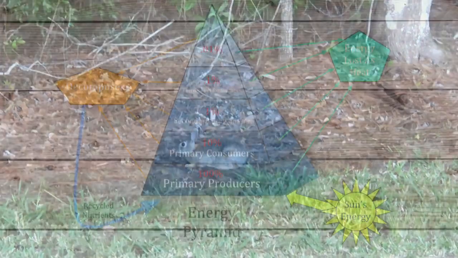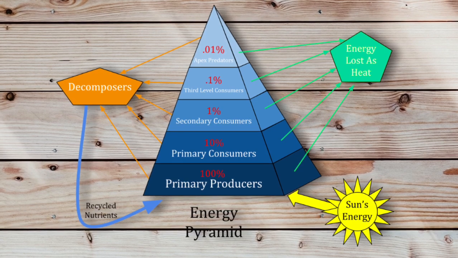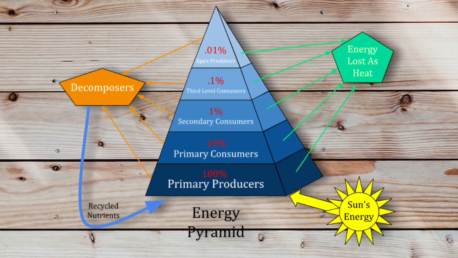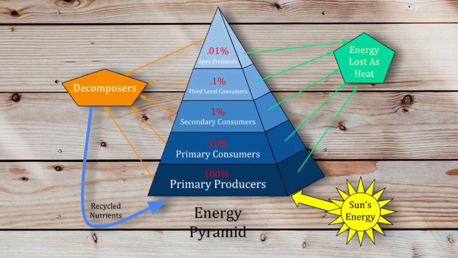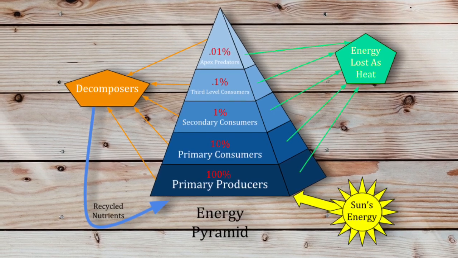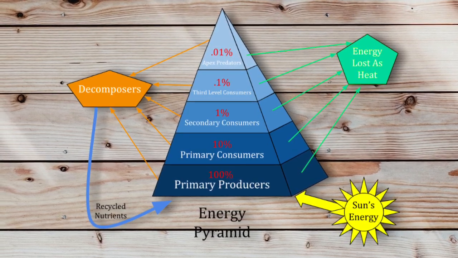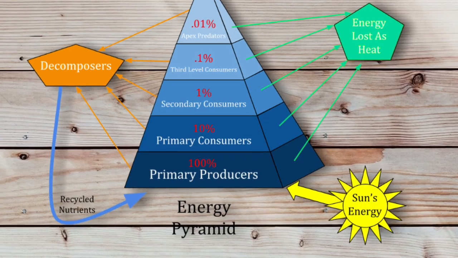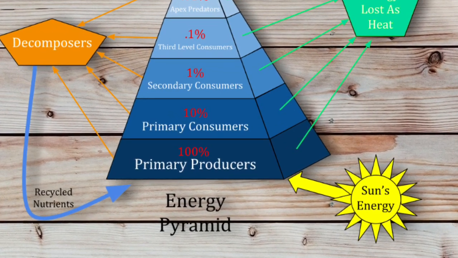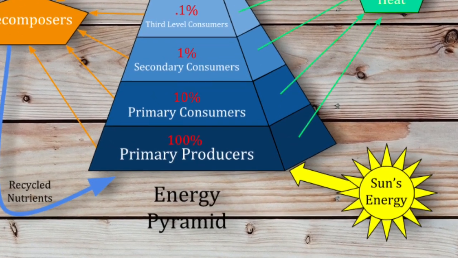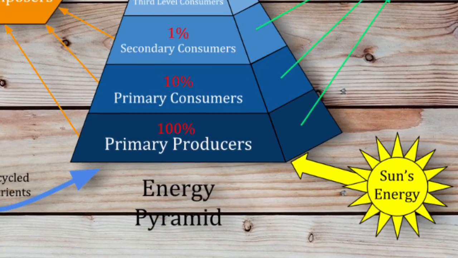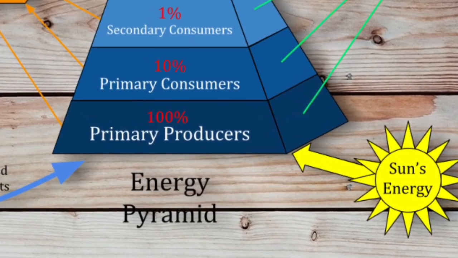Let's look at it again. So at the very bottom you have producers. That might be something like the grass or the wheat in my other video. Then the primary consumer gets 10% of the energy. That would have been the mouse. And then if something ate the mouse, like the snake, that's a secondary consumer, and the eagle is the tertiary or the apex predator in this situation.